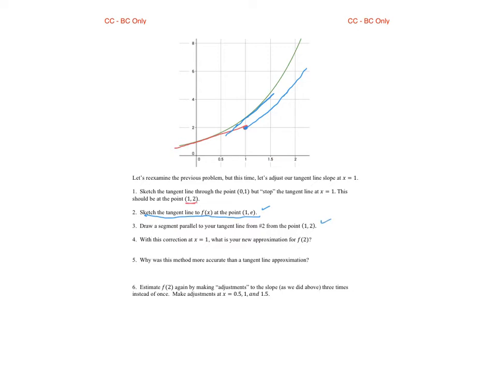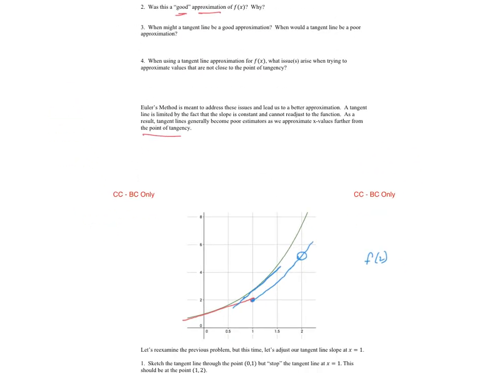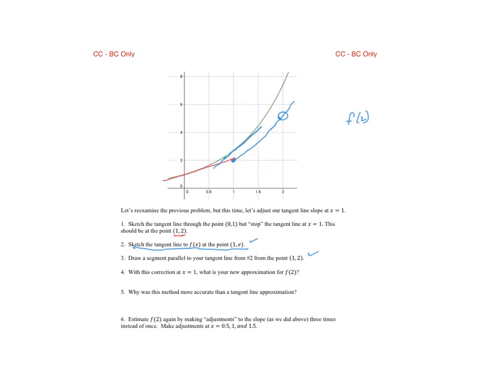All right, so with this correction at x equals 1, what is your new approximation for f of 2? All right, well, f of 2 is going to be right over here. Let's see, our first approximation, what did we have? We had 3.9. All right, so we started off at 3.9, and now our f of 2 is, I don't know, it's 5.1. I don't know. So hold on, I don't want to do 3.9 that way.